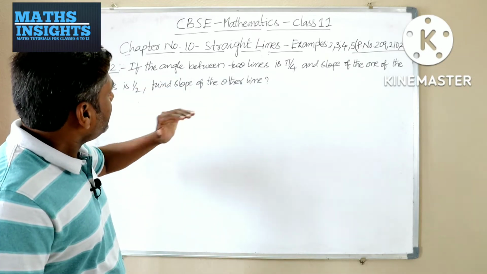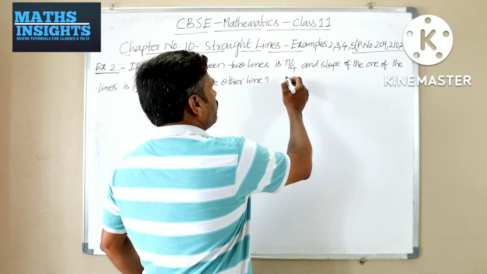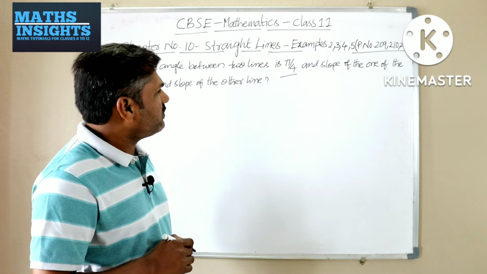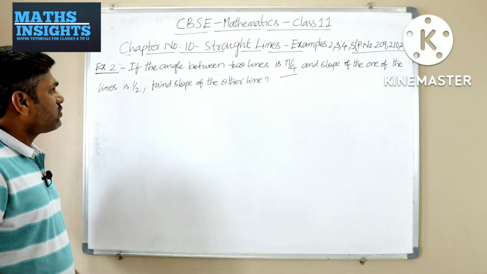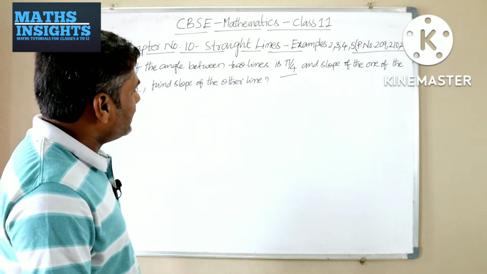If the angle between two lines is pi by 4. The angle between two lines is given and the slope of one of them is 1 by 2. You have to find the slope of the other line.